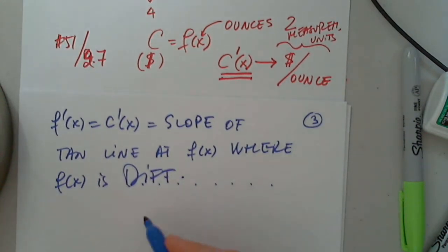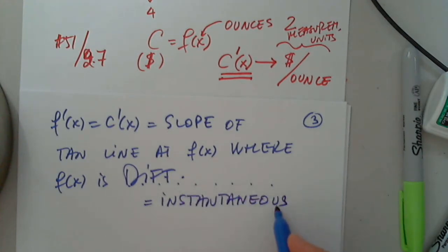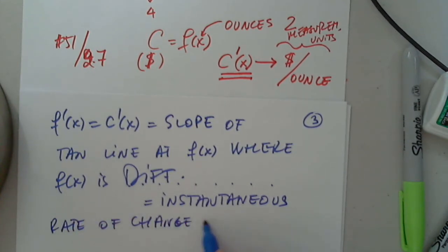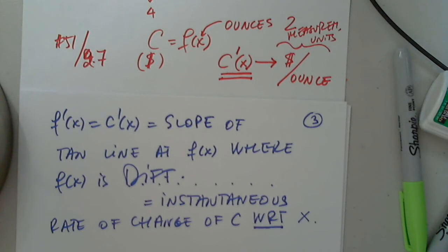Exactly. Here's another way. Instantaneous rate of change of c with respect to x. Lazy people write it like this, c with respect to x. If you want cost with respect to ounce. Instantaneous rate of change. Or the slope of the tangent line. Same thing.